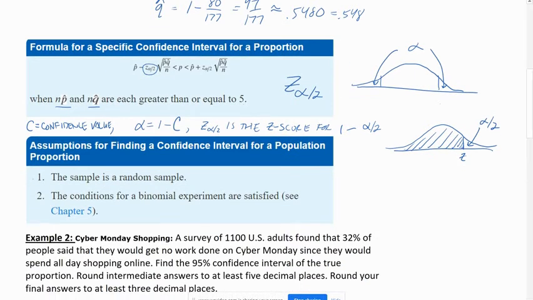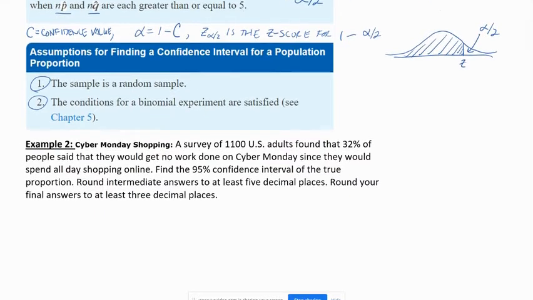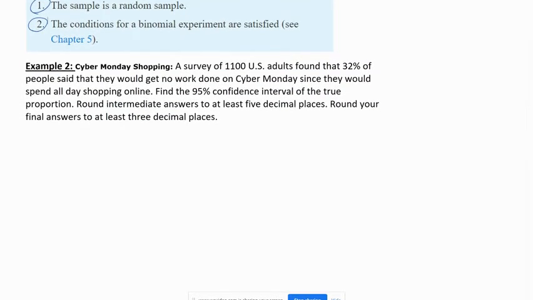In order to find a confidence interval, the sample needs to be a random sample. And the conditions for the binomial experiment are satisfied, which means that, as we talked about earlier, p and q have to add up to 1, and there are only 2 possible outcomes. It either happens or it doesn't. So with the black hair example, we have people that have black hair and people that don't have black hair. And so there's only 2 possibilities. So that's what they mean by the conditions for a binomial experiment. Okay, and so let's go ahead and take a look at this example then.